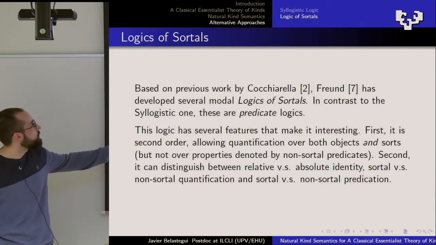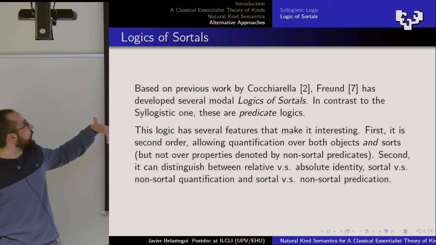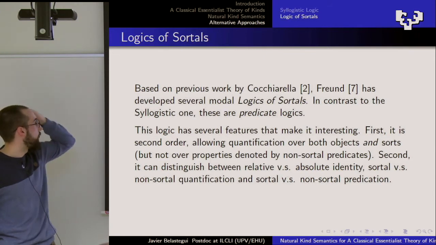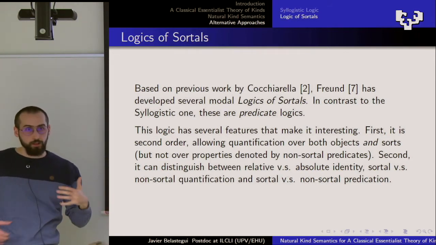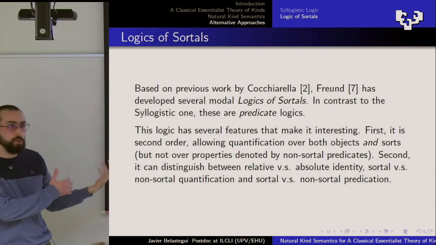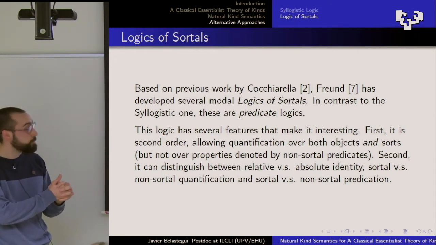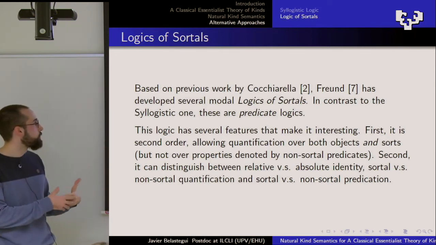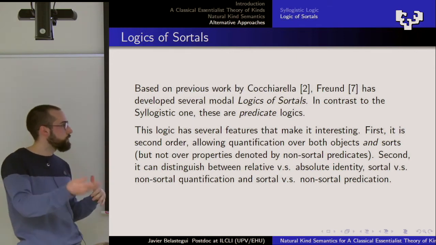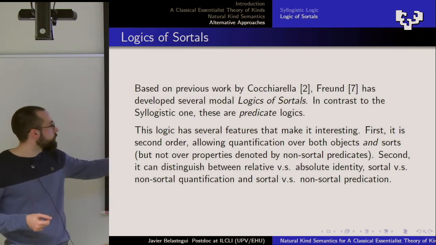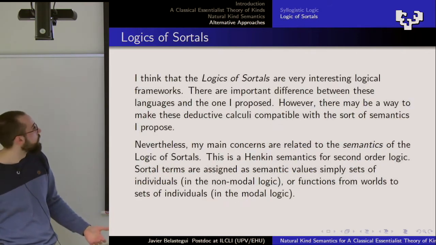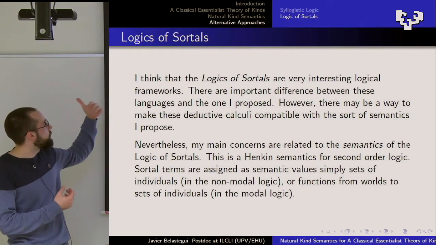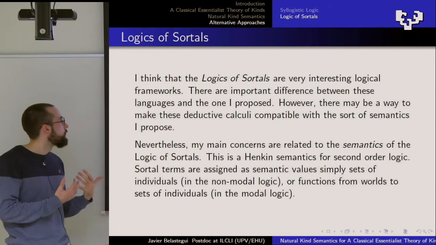And for me, this is a problem because these operations basically follow from essentialist axioms. All right. Then there's also a work by Freud on logics of sortals. This work was started by Coquerella. And in contrast to the syllogistic one, these are predicate logics. So you could think, well, maybe you can solve some of the problems that the other logic has. And in fact, these are very interesting deductive systems. They allow you to make distinctions between relative and absolute identity, sortal and non-sortal quantification, and things like that. But from the semantic point of view, I still find them problematic.